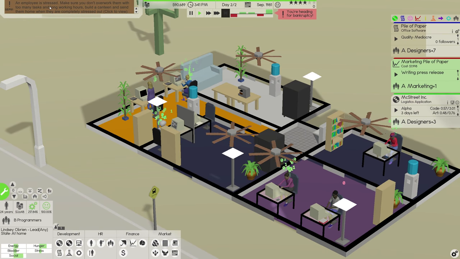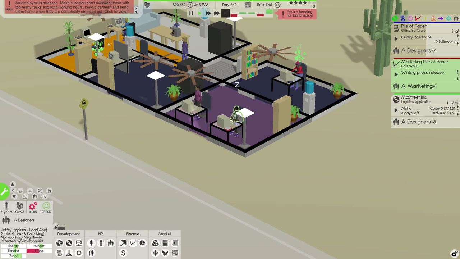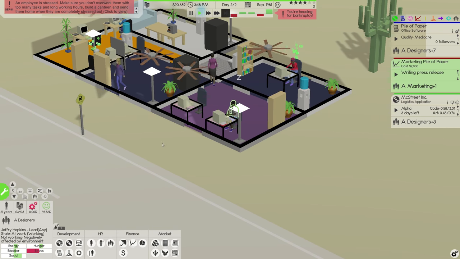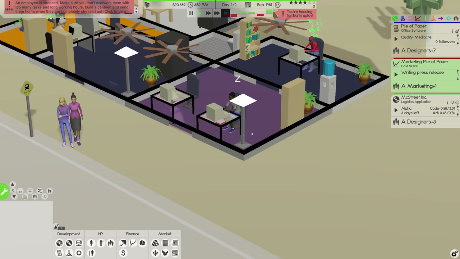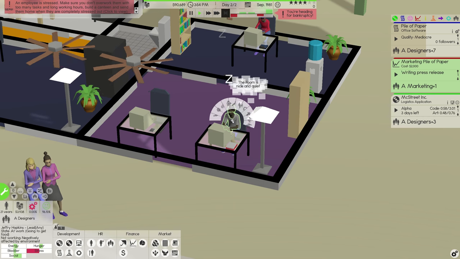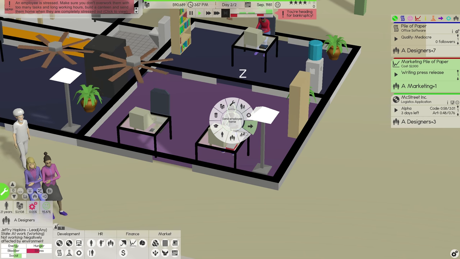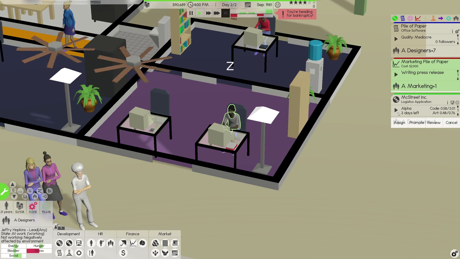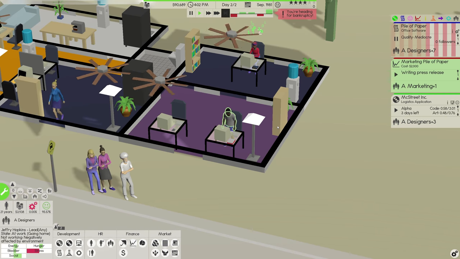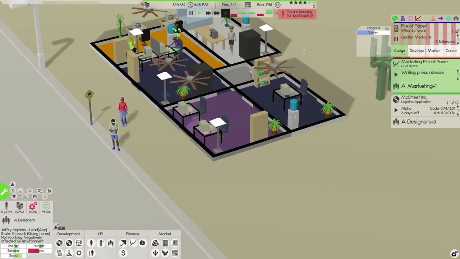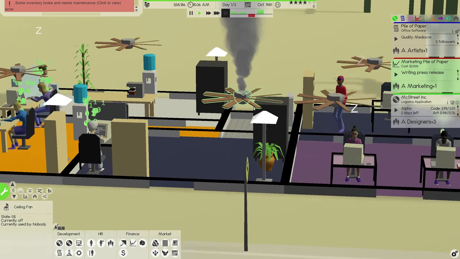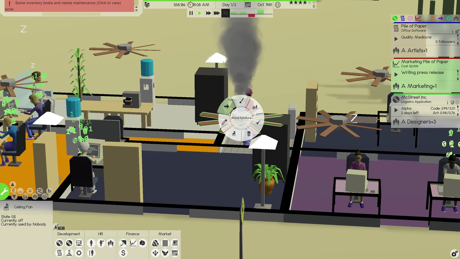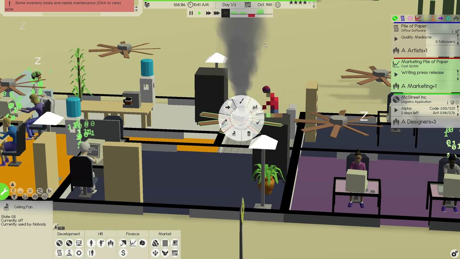An employee is stressed. Make sure you don't overwork them with too many tasks and long working hours. Build a canteen and send them home when they're completely stressed out. Oh, yeah, you are definitely stressed out. I'm going to send you home. I overdid it. That's entirely my fault. Send employee home. And how about we just pause this one so we don't have two projects running at the same time. Would be a good idea. Oh, some inventory broke. Oh god, the fan broke and it's completely ruined. How do I repair it though?